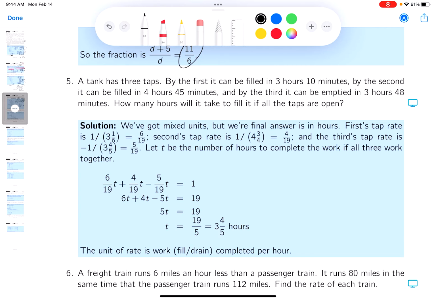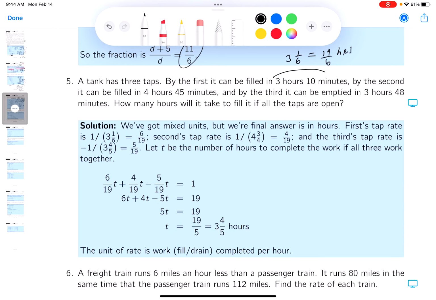The second takes 4 hours and 45 minutes. And the third takes 3 hours and 48 minutes. All right? So I'm going to write them as mixed numbers, by the way. For example, 3 and, well, 10 minutes is 1/6 of an hour, right? And this would be in hours. So it's going to be 19 over 6 hours. All right, now someone says, why are you using an improper fraction?